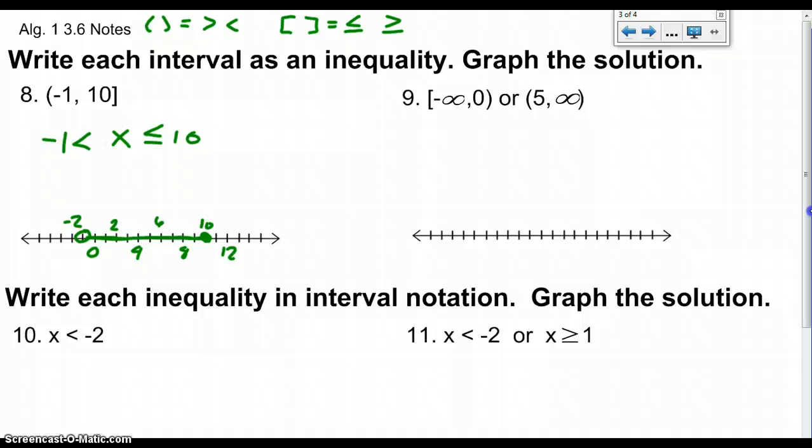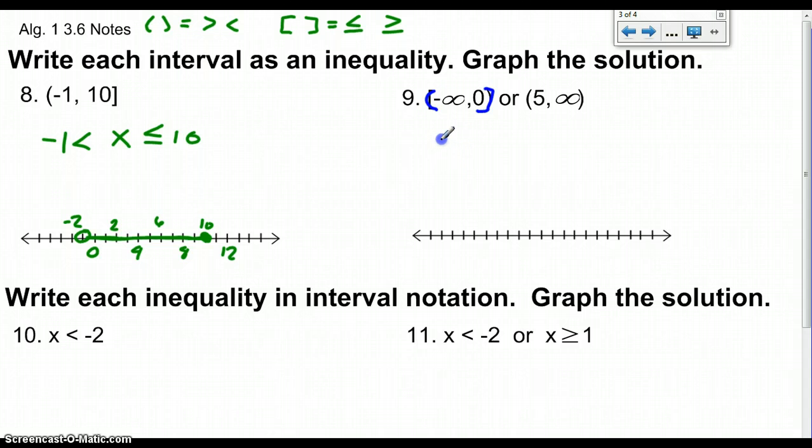I'm going to do number 9 with you guys. I just need you guys to do one change. I need you to make this a parenthesis and this a bracket. I switched those on accident. On infinity, you'll never have a bracket because you can't ever include infinity, because you never quite get to infinity. So you can't ever include infinity.